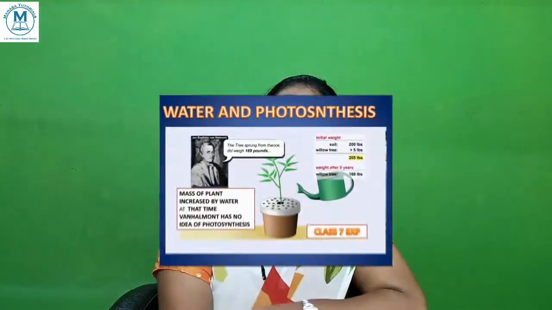So, how these essential factors affect the process of photosynthesis, we are going to see today. When we see how water is affecting photosynthesis, that is, how water is essential for photosynthesis, before going to that, in class 7th we performed one experiment, that is Van Helmont's experiment.